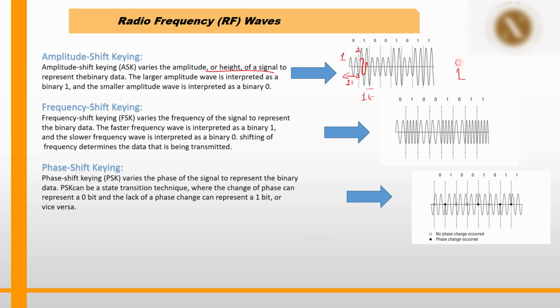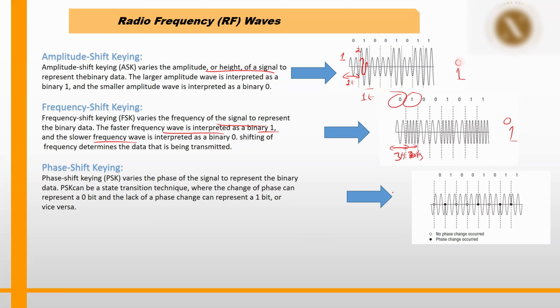Frequency shift keying varies the frequency of the signal to represent the binary data. The faster frequency wave is interpreted as binary 1 and the slower one as 0. You can see lower frequency and higher frequency. Lower frequency is represented as 0, high frequency as 1. Suppose this is at 3 hertz, this is at 4, this is maybe 20 hertz. This is higher frequency, this is lower frequency, so that is interpreted as 0 and 1.